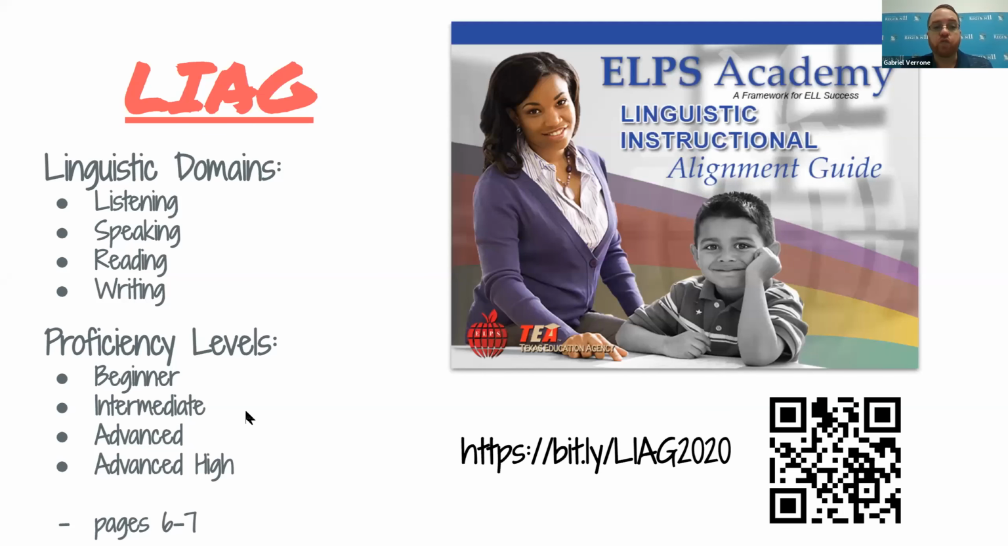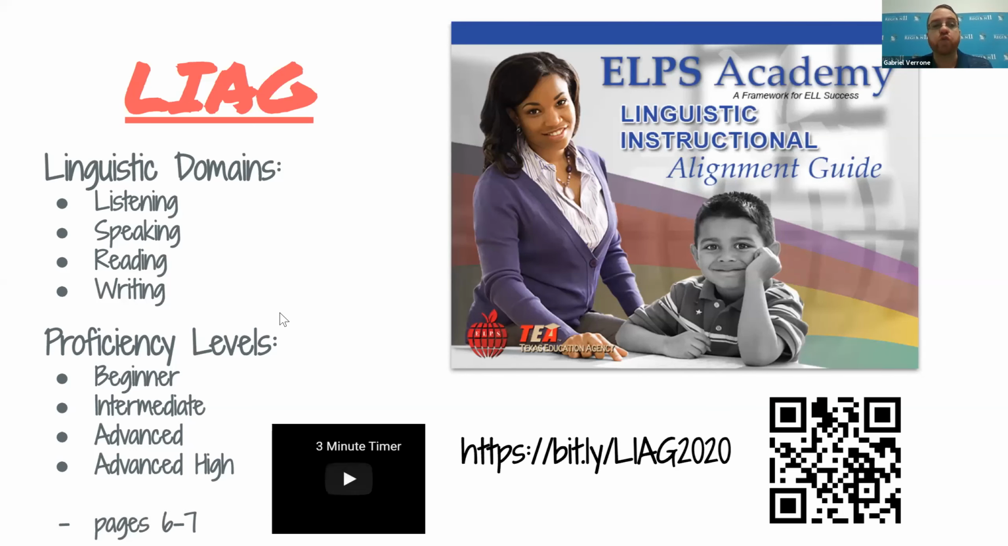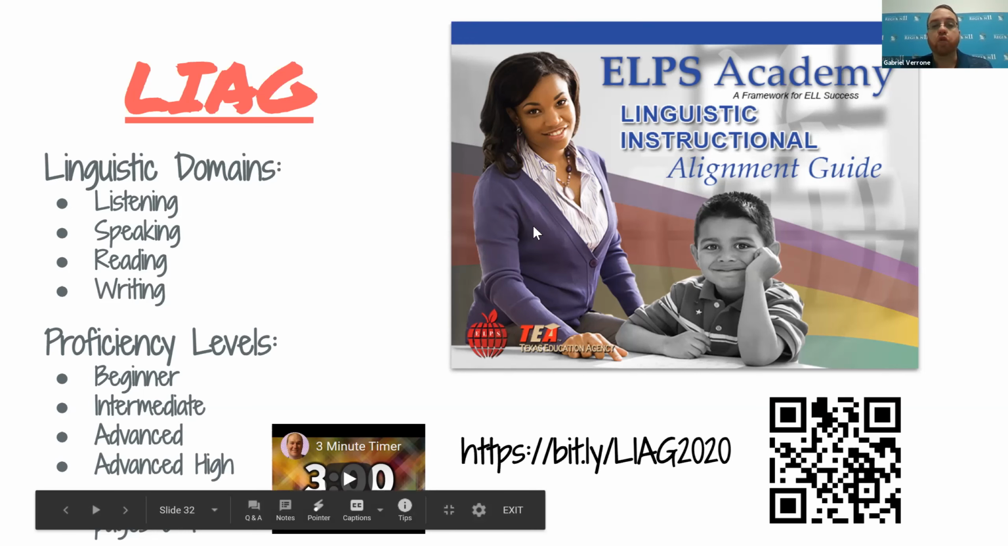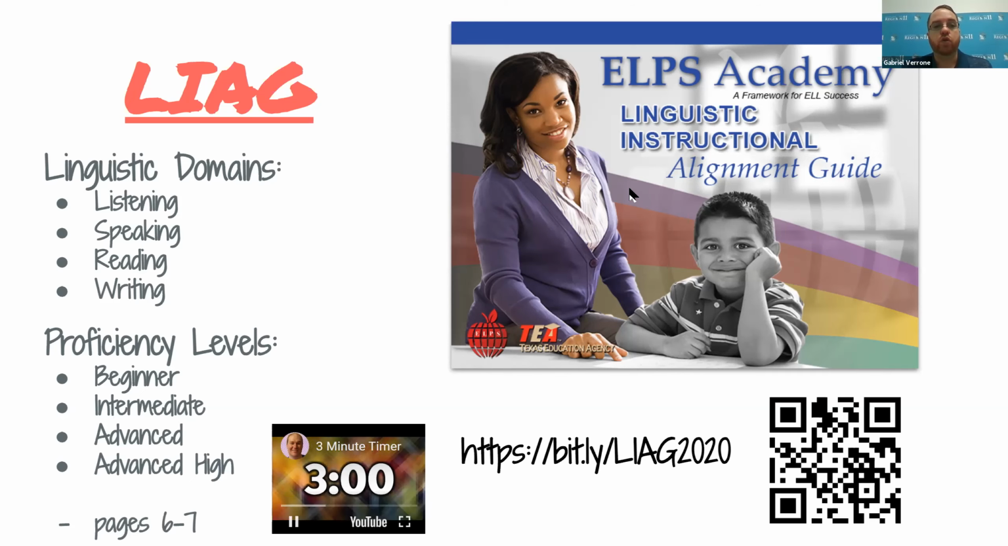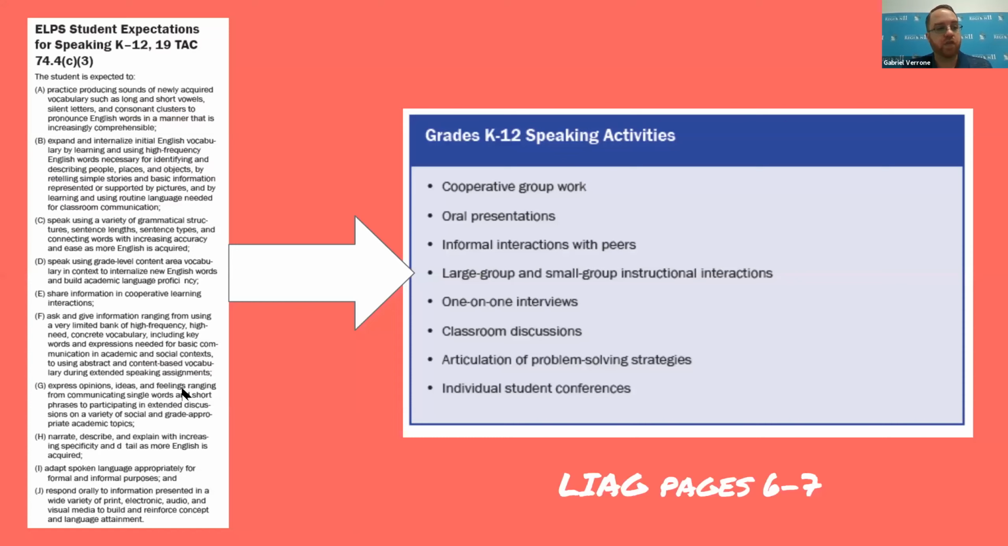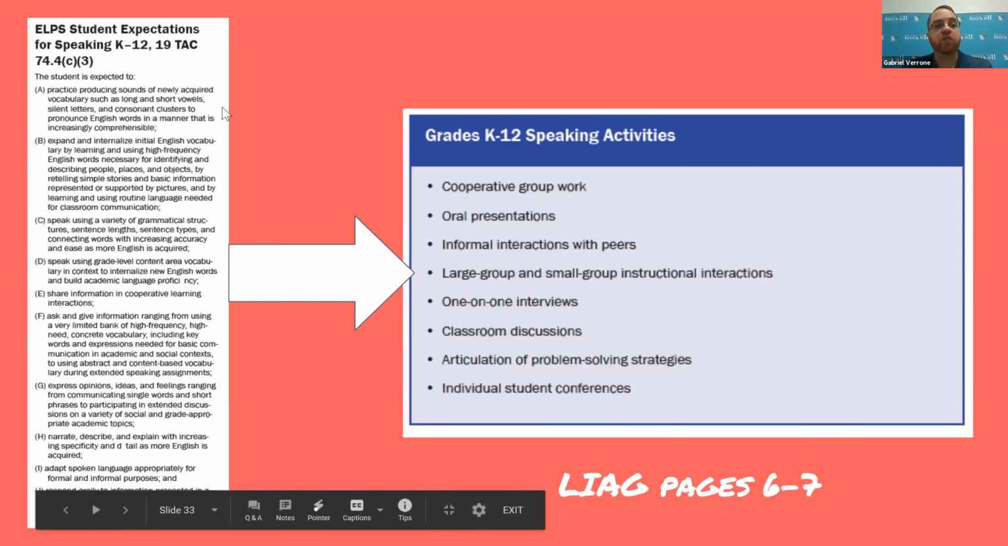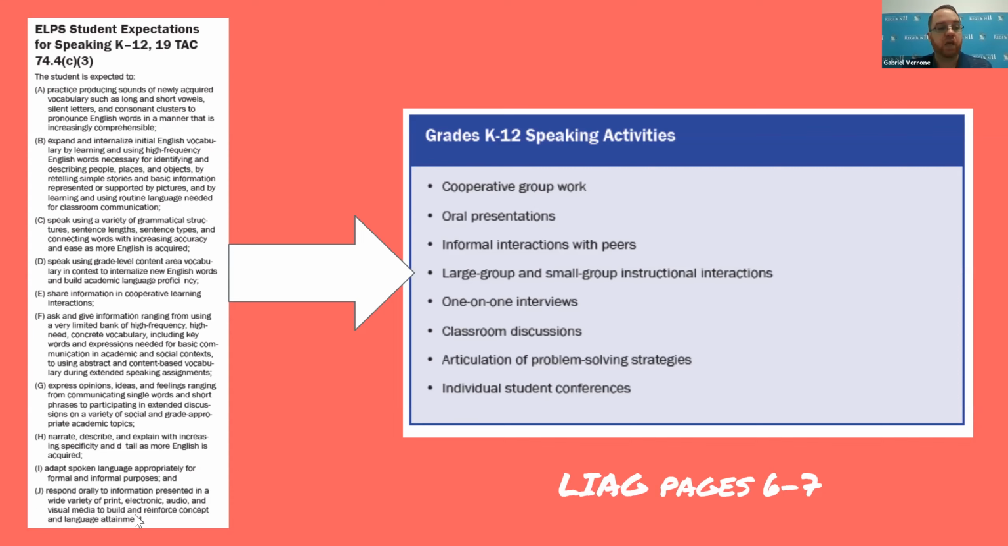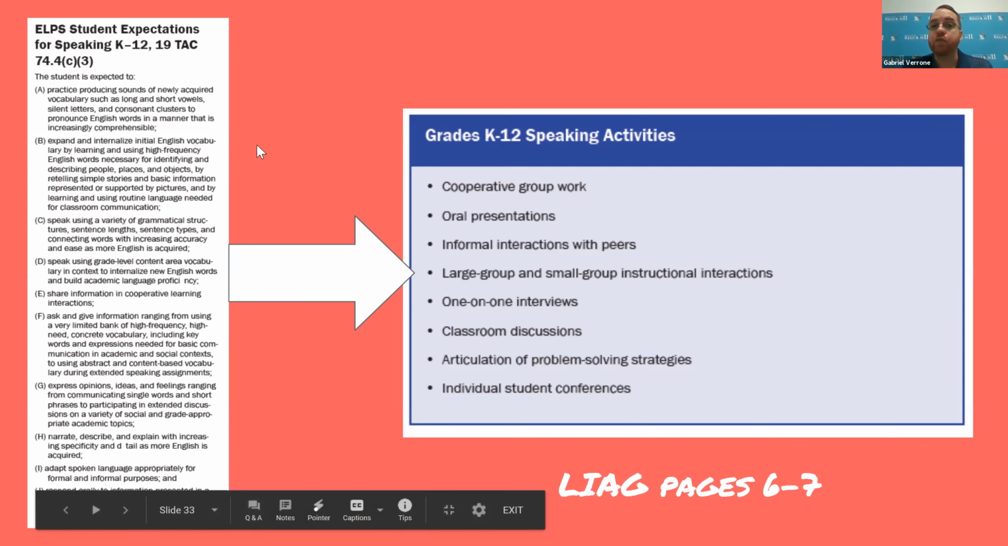Okay, so for the purposes of this dimension, as we use the LIAG, we're going to be looking at pages 6 and 7. This is the same exact slide, same exact bit.ly and QR code, but we're looking at pages 6 and 7, okay? So again, 6 and 7, same thing, right? The nice thing is there's not that many ELPS, right? Even for speaking, you only have one more. Instead of A through I, it's A through J, all right?